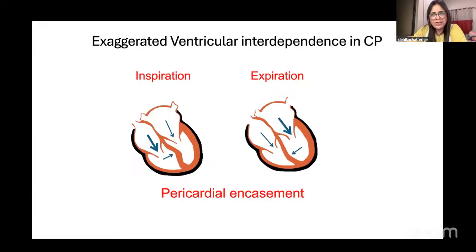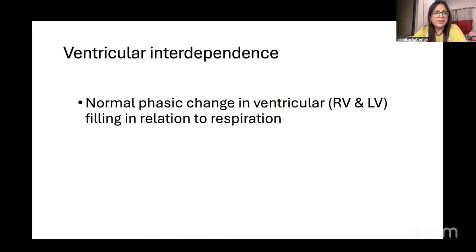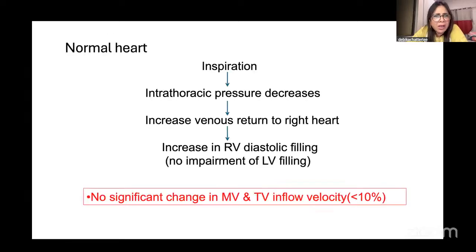What is ventricular interdependence? Let us see what it is normally. It is basically a normal phasic change in ventricular filling in relation to respiration. So what happens in a normal heart? During inspiration, intrathoracic pressure decreases. That leads to increased venous return to the right side of the heart, and that leads to increase in the RV diastolic filling without impairing the LV filling.